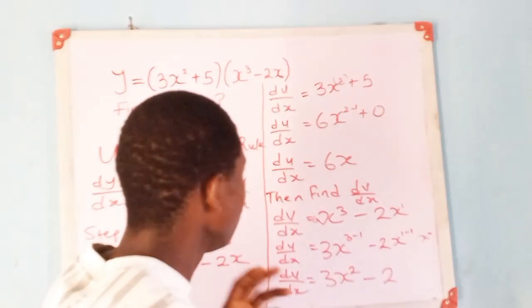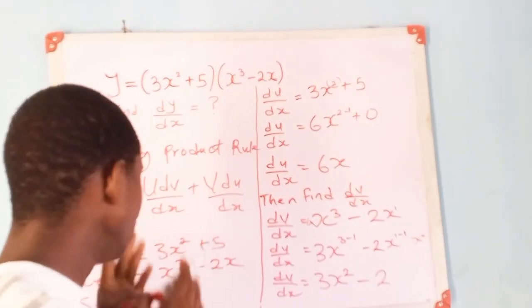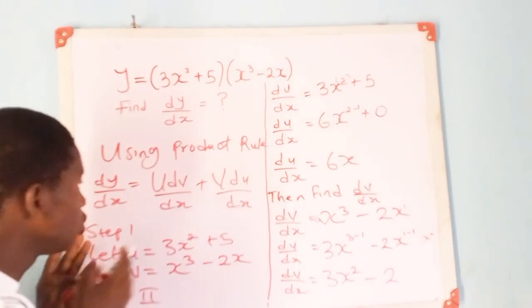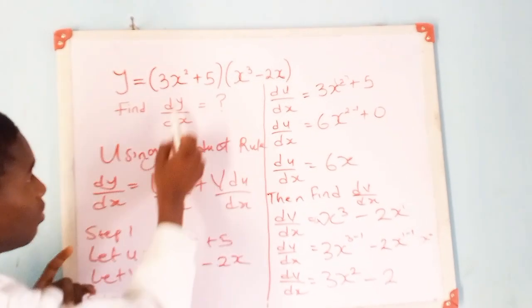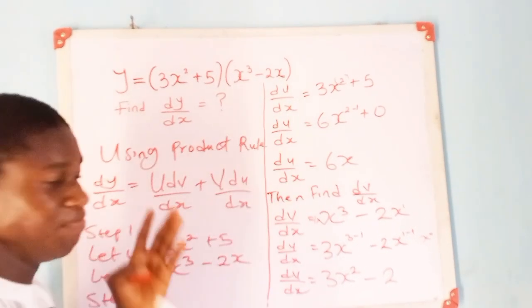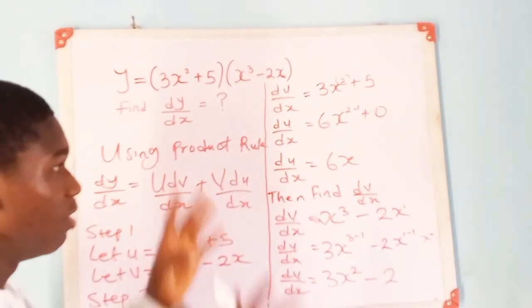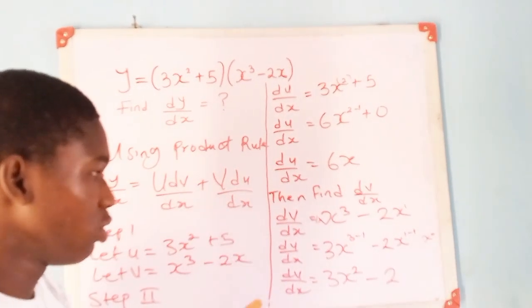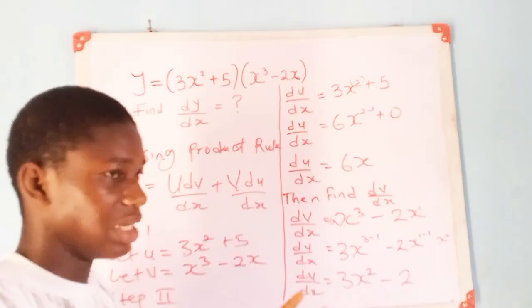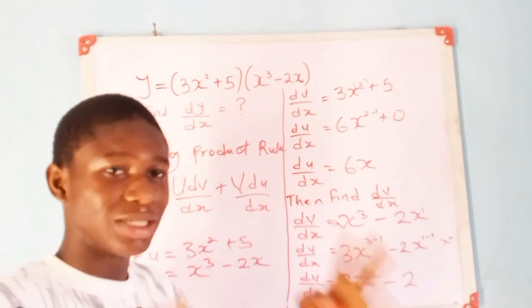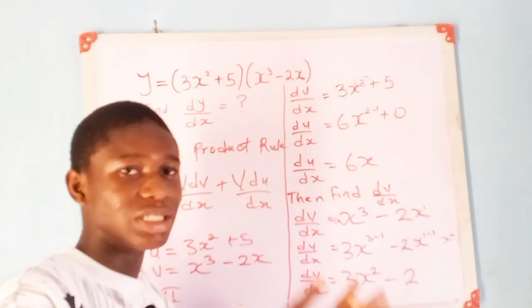this. You understand? So now if you look at what we have done, we have done the first step, which is that we are making our U to be the first part, our V to be the second part. Then our second step is to find our du over dx, and also find the dv over dx.